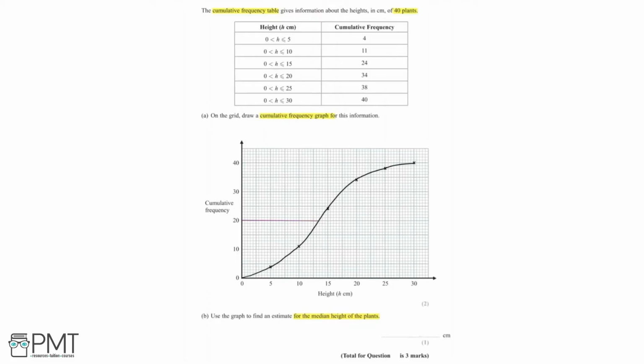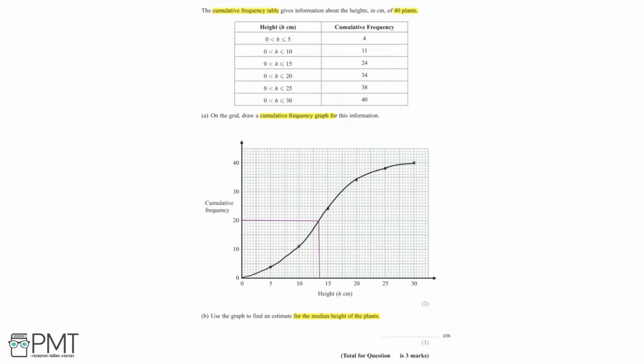And so we're going to draw a line across from the point at which the cumulative frequency is equal to 20. You can see that we've drawn our purple line up until the cumulative frequency graph. And so we're looking for the value of the height at this point over here. We can draw a vertical line downwards to help us with this.